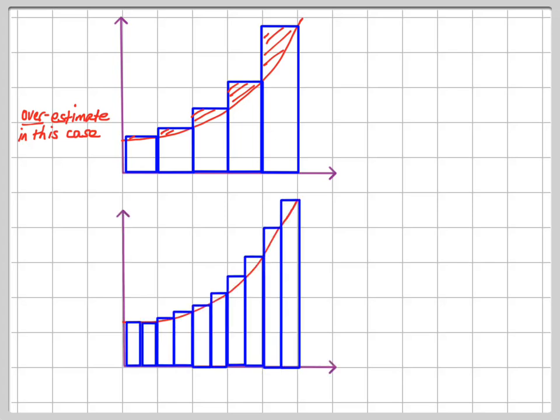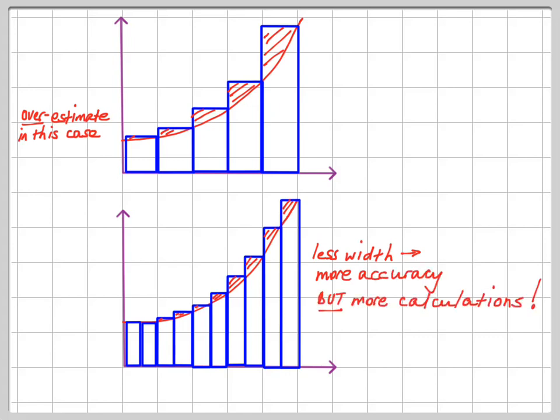Again, we can reduce the width of our rectangles, and we'll get less space counted that we didn't want counted in this instance. Less width means more accuracy, but of course you get more calculations, and that's tedious. Alright, that's left-hand and right-hand estimate.